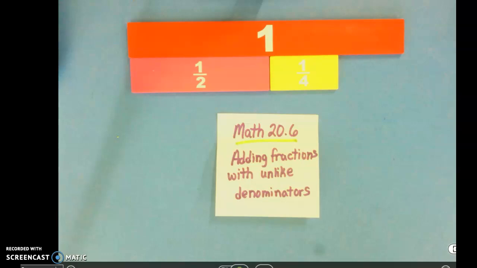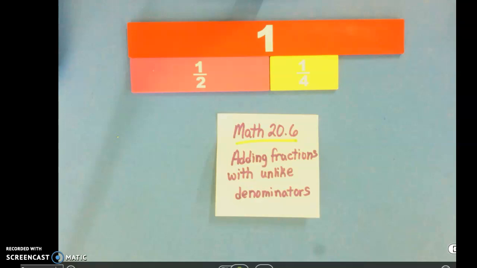Good day, fourth graders. This is such an important math lesson today. You should have reteach and practice 20.6, because today we are going to learn how to add fractions with unlike denominators. It's going to be a really important lesson to pay attention to, watch, maybe even twice, because this is critically important, and I would like to show you why.